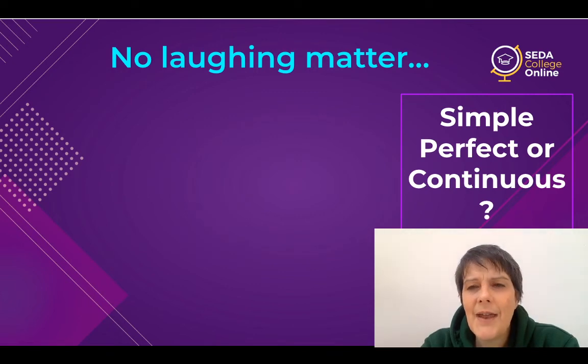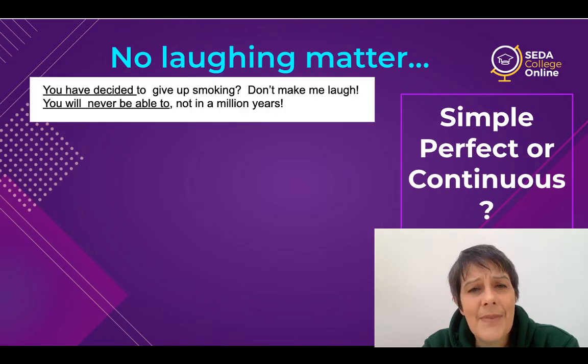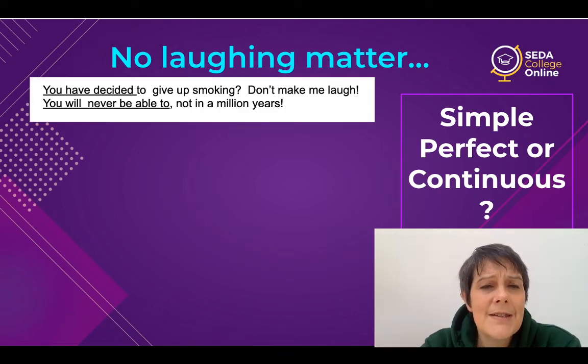Great. So now I just thought that we could take a look at these sentences that we just created, this exercise that we did, looking at vocabulary of laughing, and analyze the sentences in terms of whether they're perfect, simple, or continuous. So you've decided to give up smoking. Don't make me laugh. You'll never be able to do it, not in a million years.